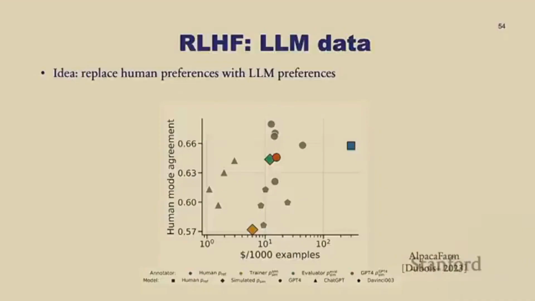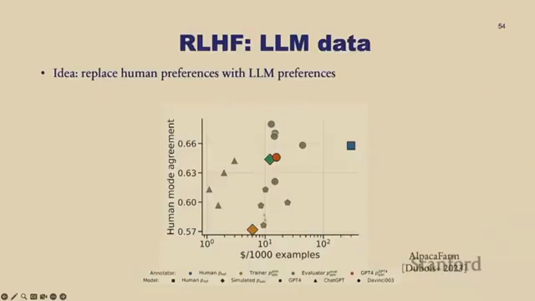So what we did last year, again the same thing as Alpaca, was the idea that there are challenges with humans, so maybe we can just replace them with LLMs. What we did is simply replace human preferences with LLM preferences. I'm just realizing that the slides are not centered.